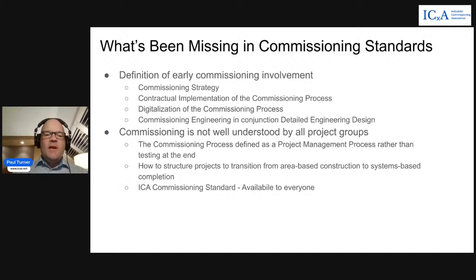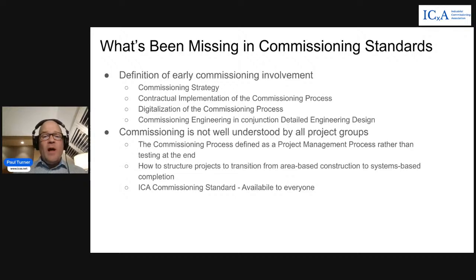So what's really been missing in some of the past standards is the definition of early commissioning involvement. If you talk to any commissioning person that's ever worked on a project, every single one of them will always tell you that commissioning needs to be involved early in projects. But none of those commissioning standards that I mentioned up until now has defined what early commissioning involvement even is. A lot of the standards that are out there, they talk about construction completions and commissioning workflows on site, but they're missing everything before construction completion that takes place during project concept, during project FEED phases and detailed design phases.